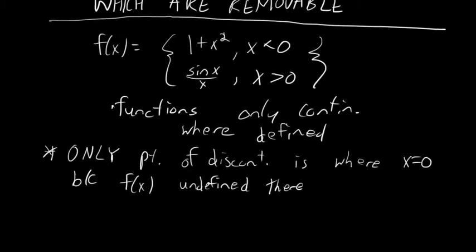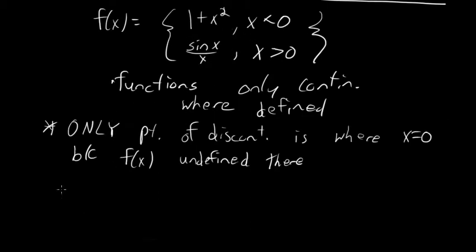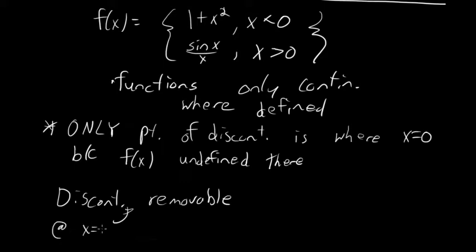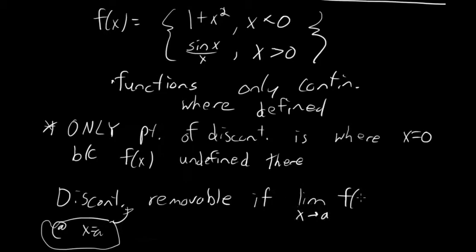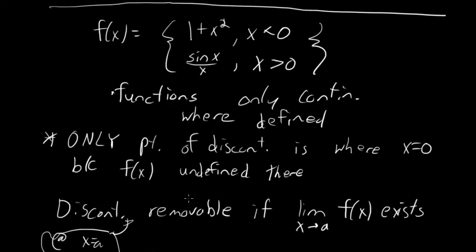Well, now we have to answer the question as to whether this point of discontinuity is removable. And remember, a discontinuity at x equals a is removable if the limit as x approaches a of f of x exists. Remember, it doesn't have to be equal to f of a, because if it was, this wouldn't be a point of discontinuity. But we have to know that it exists.